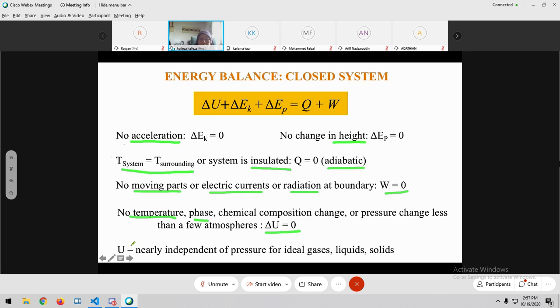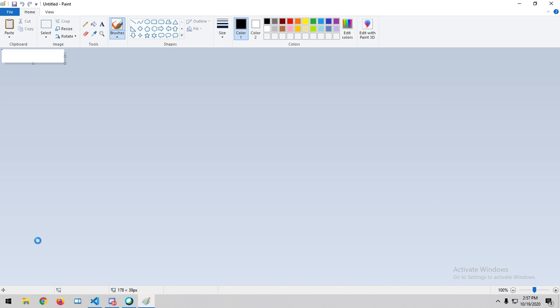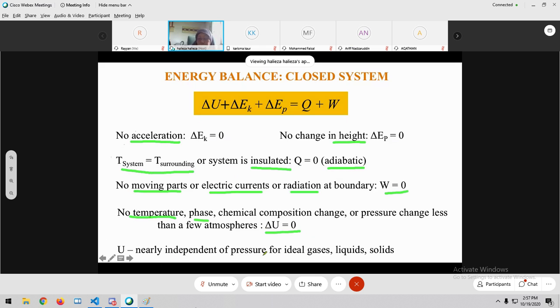It changes due to temperature change. It is almost independent of pressure. It doesn't change much due to pressure unless there's a very big pressure difference. Then internal energy will change. Or else most of it is due to temperature change. So that's why when there's no temperature change, internal energy is 0.